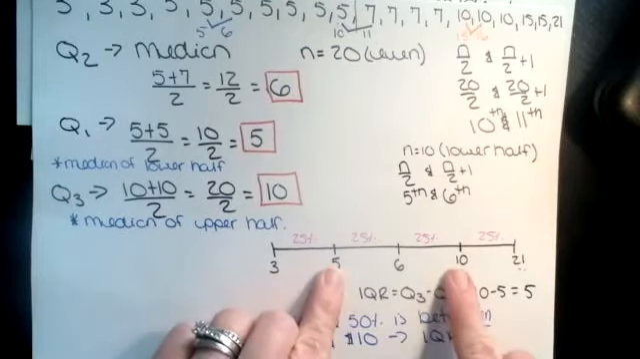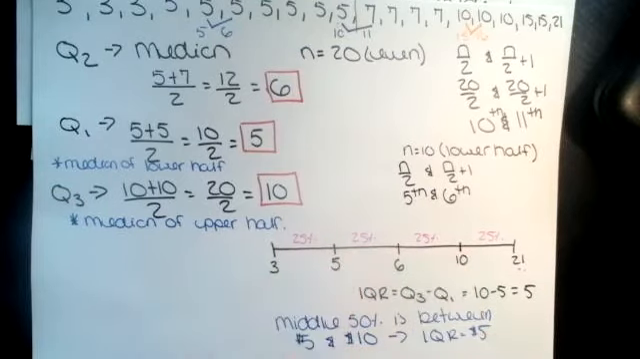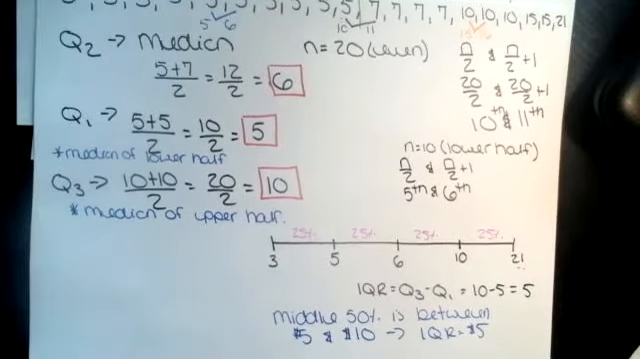Right? That's my middle 50%. It has a range of $5. That's not a real big range, right? When we're talking about this. So that's finding the quartiles.